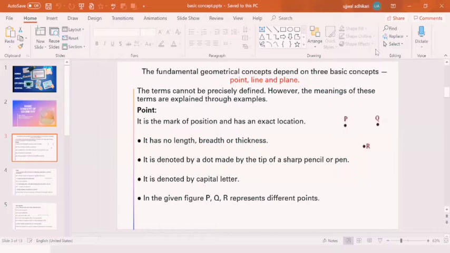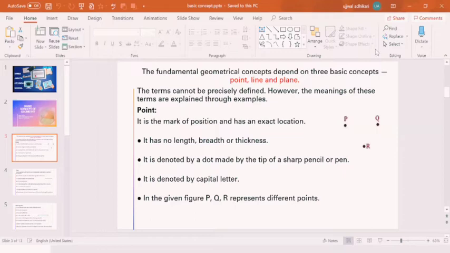And one most important thing is that points should always be denoted by capital letters. Most of the students denote the points by small letters. So you never do that. Always the points should be denoted by capital letters. In the given figure, P, Q, and R represent different points. P is a point, Q is a point, as well as R is a point.